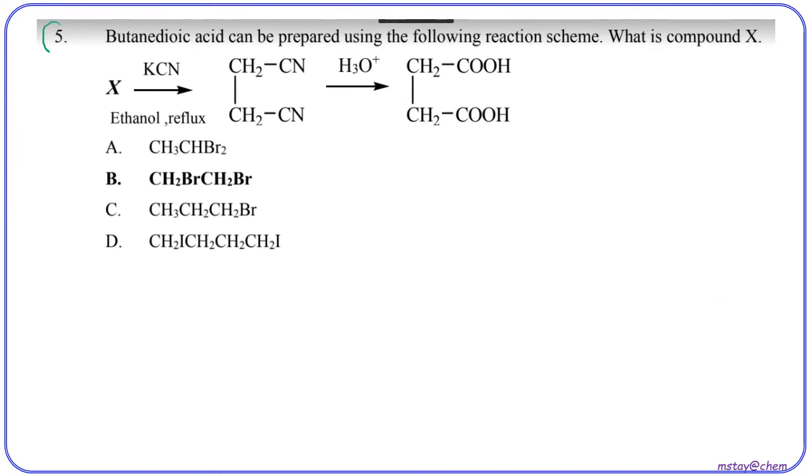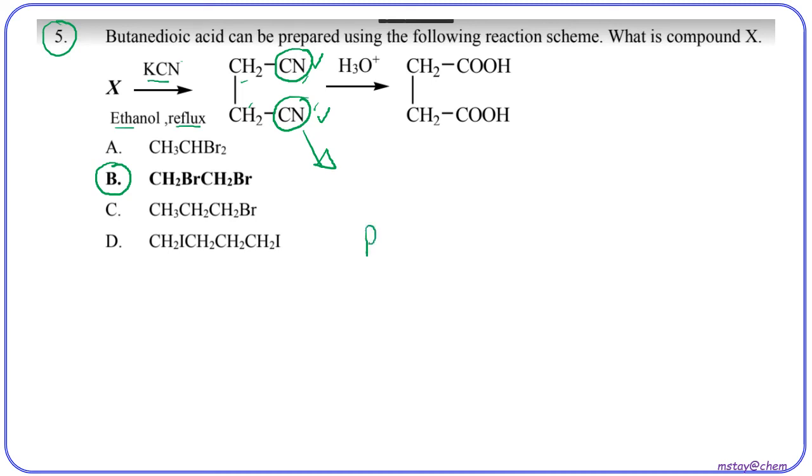Okay, tutorial question number 5. Butanedioic acid can be prepared using the following reaction scheme. What is the compound X? When we look here, we can see KCN, ethanol, reflux. So we should have the idea that CN replaces the halogen. Because we have 2 CN here, the compound that we choose needs to have 2 carbons with 2 halogens. So there is no doubt option B is the answer. This one we call nitrile.